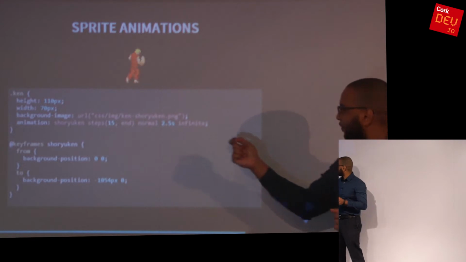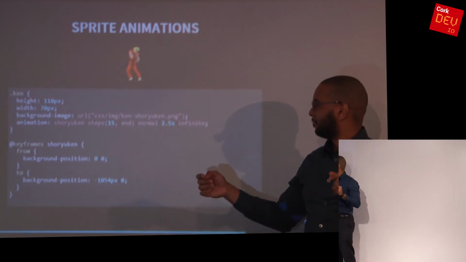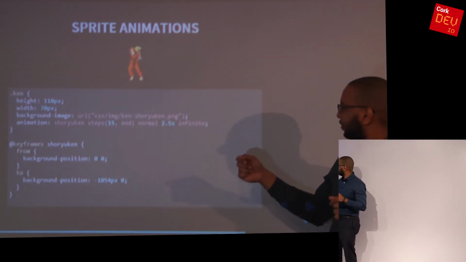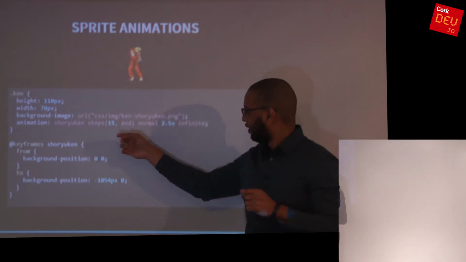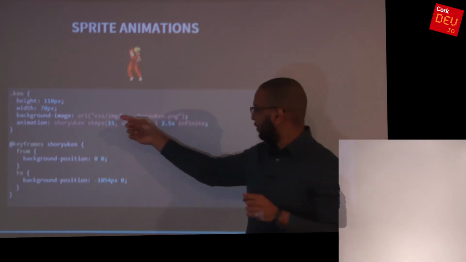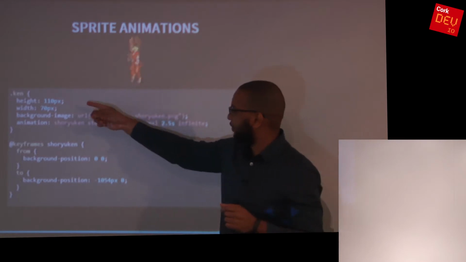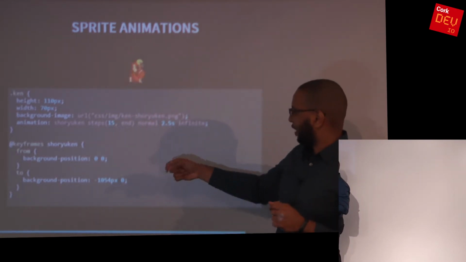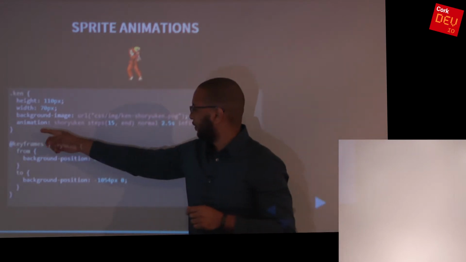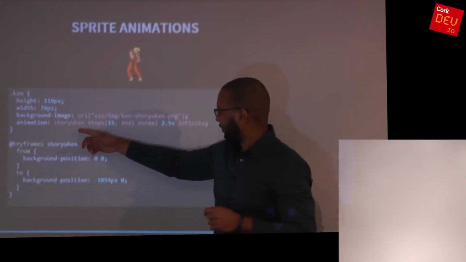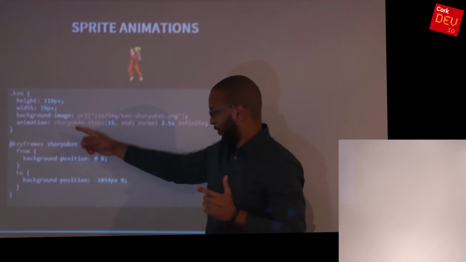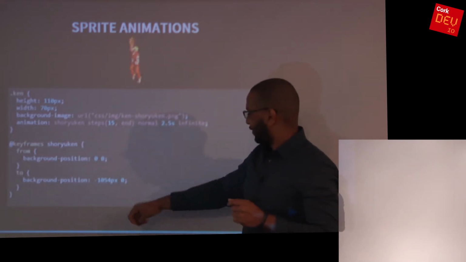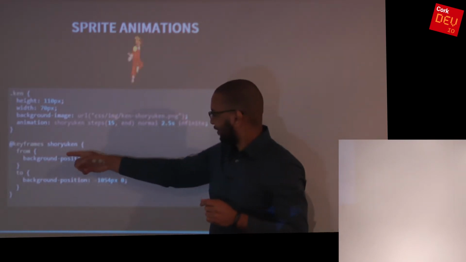And here I have a picture with, I think, 15 cans or something like that. Yeah, 15. Then you tell it the background image that you want to use, and the height and width of each frame in the image that you want to show. And then I'm using a shorthand here for animation. Basically, I have this animation called shoryuken, which defines the keyframes.